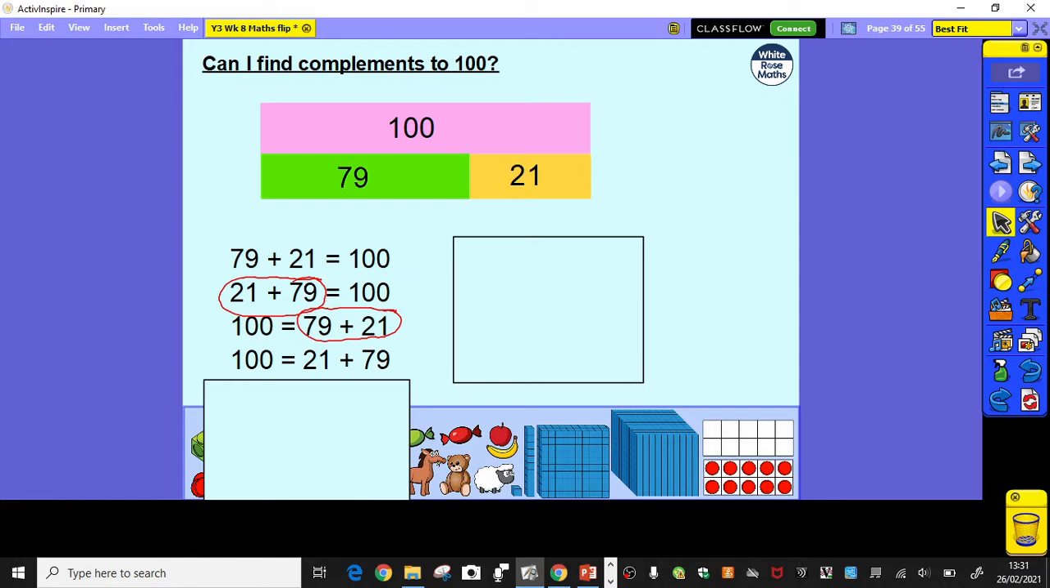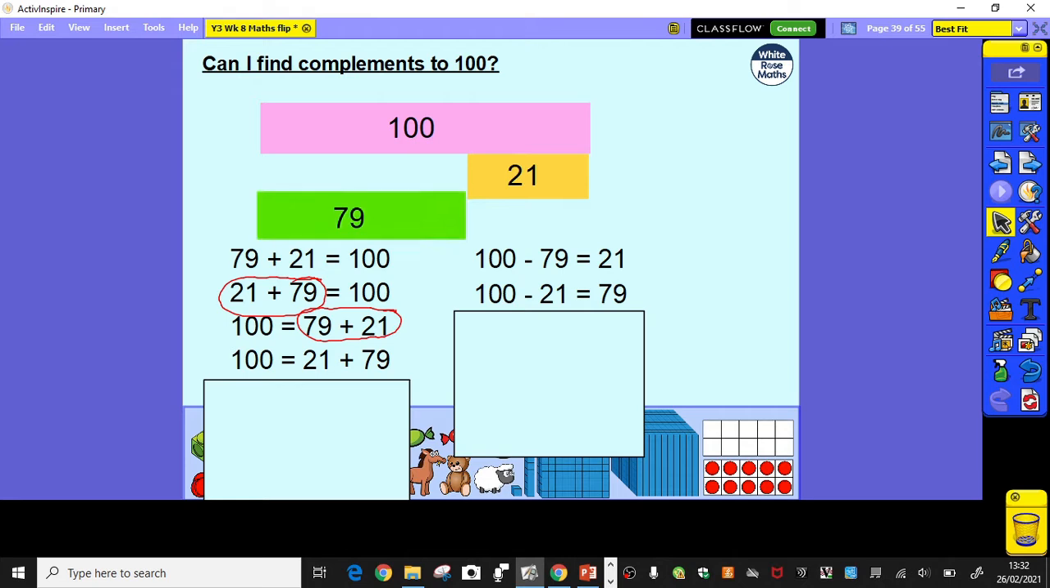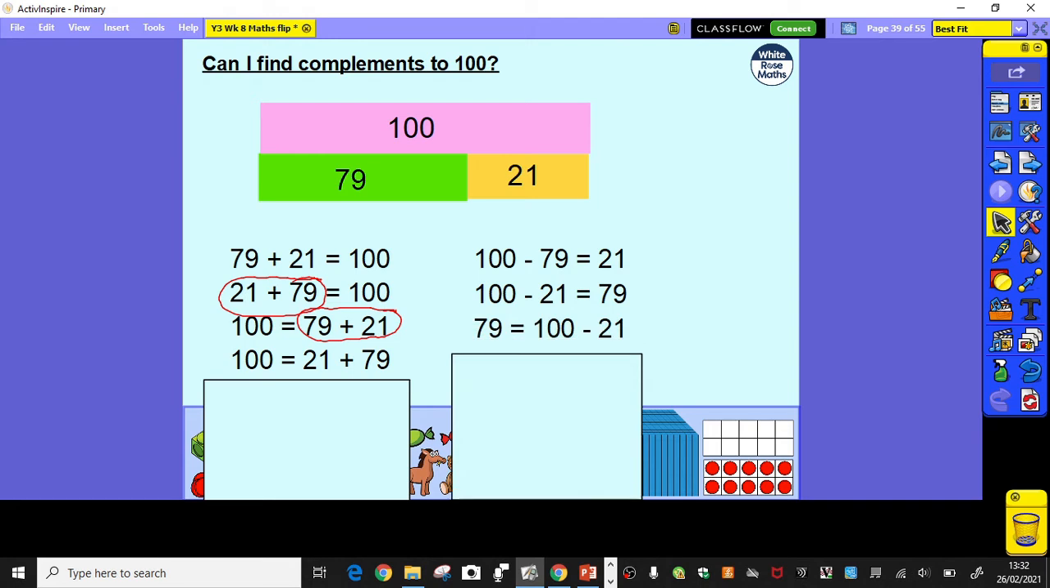But did you come up with any subtraction calculations? Let's have a quick look at those. Well, we can say 100 minus 79 is 21, or we could say 100 minus 21 is 79. If I take my 21 away, we're left with 79. If I take my 79 away, we're left with 21. But we can write these the other way around as well. So we can say that 79 equals 100 minus 21, and that 21 is the same as 100 minus 79.